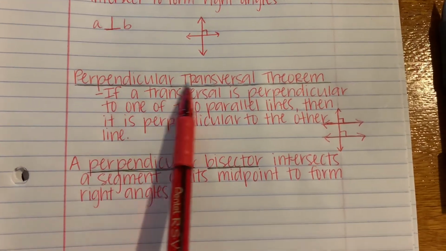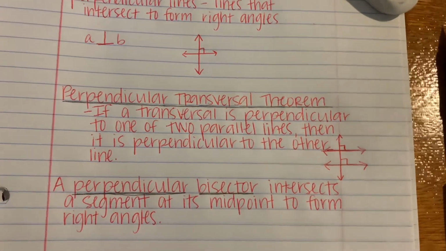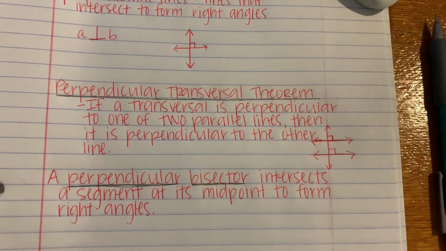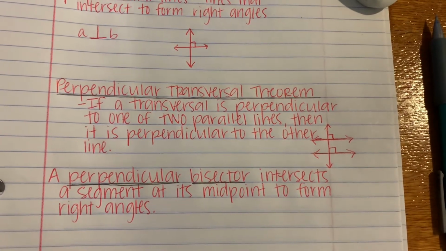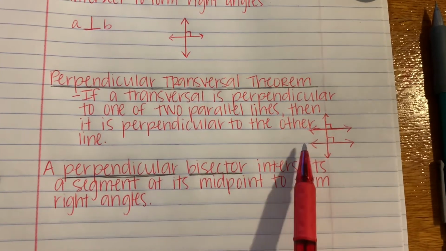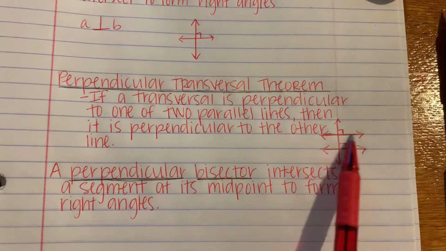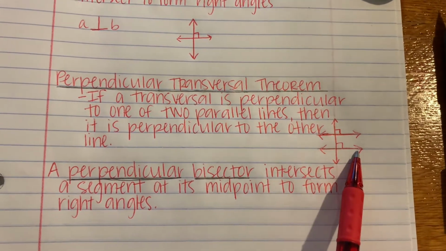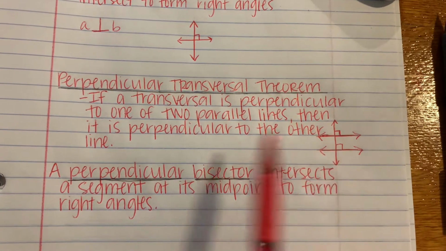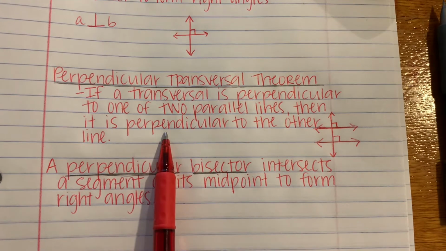Okay, the next thing is the perpendicular transversal theorem. I'm going to read it first and then I'll explain it. It says, if a transversal is perpendicular to one of two parallel lines, then it is perpendicular to the other. So here's what that means. These blue lines on my page, those are parallel. They don't ever meet. These are my two parallel lines. If a transversal, a line that goes through them, is perpendicular to one of them, then it has to be perpendicular to the other.